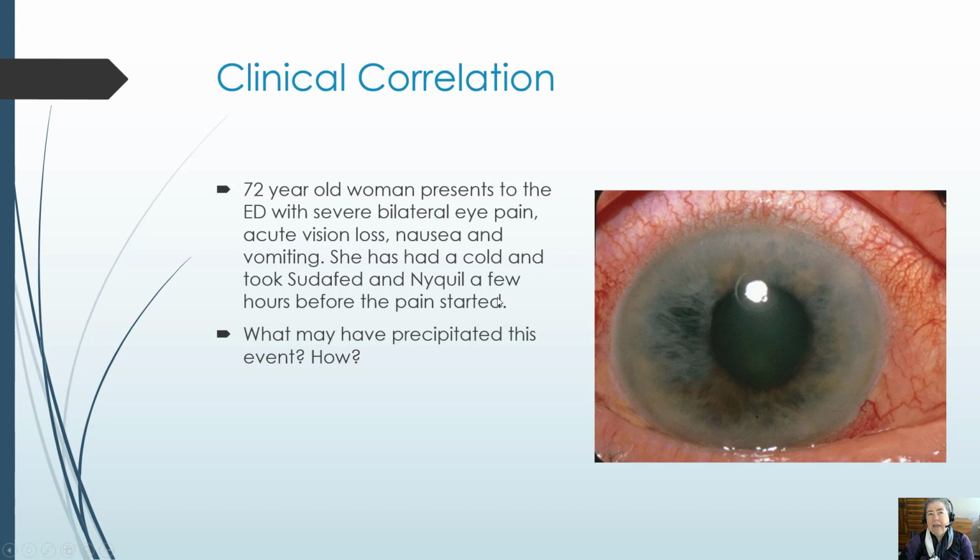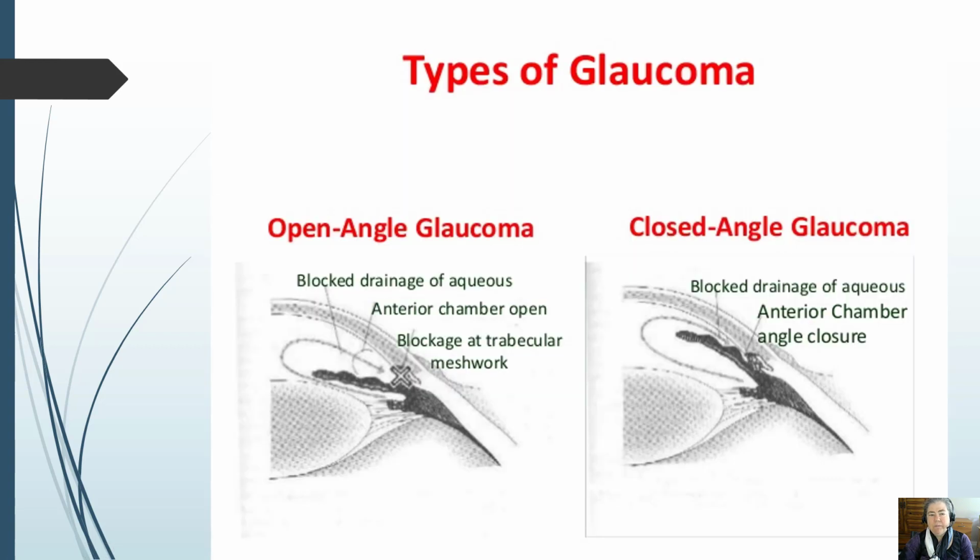Now, NyQuil usually also has antihistamines in it because they help people sleep. And antihistamines have anticholinergic effects, like atropine, like belladonna. And what do anticholinergics do to the pupil? Well, they also dilate the pupil. So those drugs dilated the pupil.